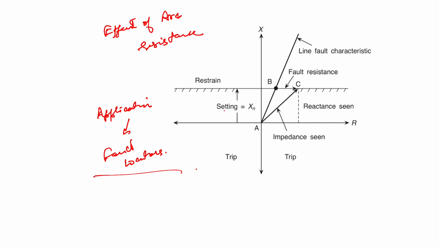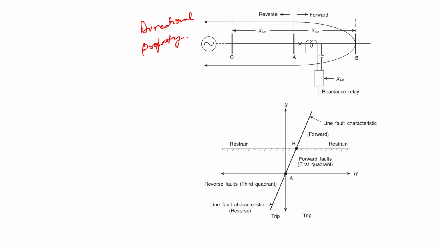Now we will discuss the directional property exhibited by the reactance relay. As we have already discussed in the previous module, the first quadrant represents the forward fault, whereas the third quadrant represents the reverse fault. Since the trip characteristic of the reactance relay occupies areas in both these quadrants, it does not exhibit a directional property. So its trip is in both these quadrants, first and third.